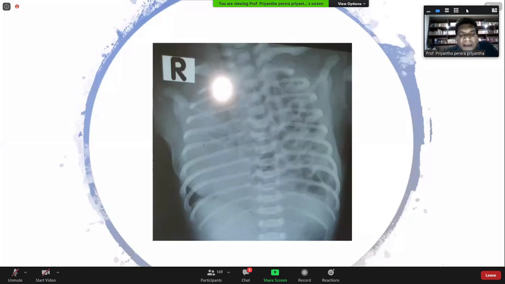So when the child was not improving, I checked when I was consulted, and found heart sounds on the right side. Actually, the apex was somewhere there, on the right side. So that made me think of a diaphragmatic hernia, right?